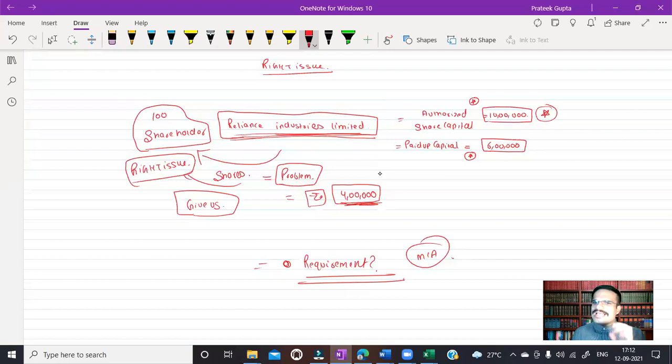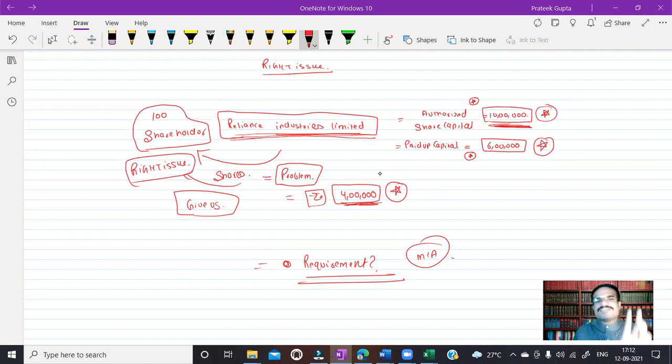As of now, the company has paid up capital of 6 lakh. Now the company is in the requirement of 4 lakh rupees. Do let me know the answer in the chat box whether there is a requirement that the company has to increase the authorized share capital. Is there any requirement that the company should increase the authorized share capital?